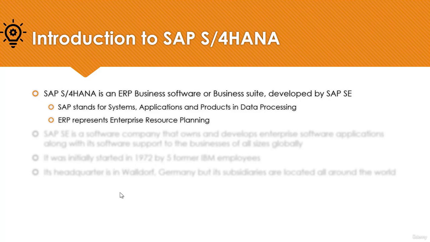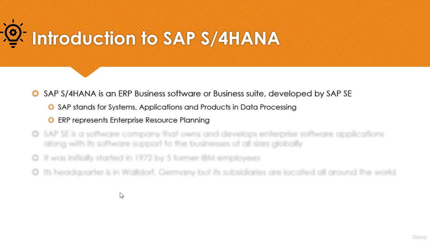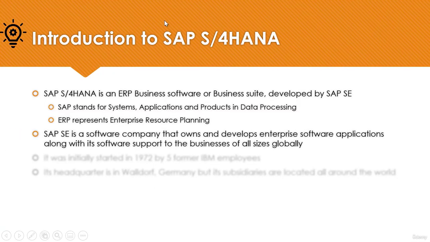And planning can be the planning of how to run the business, or in SAP S4HANA sales and sourcing and procurement and production, it can refer to material requirements planning with sales order dependent requirements and plant independent requirements of the materials. SAP SE is a software company that owns and develops enterprise software applications along with its software support to businesses of all sizes globally.